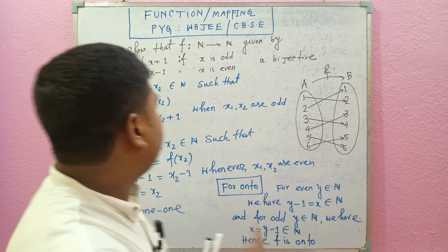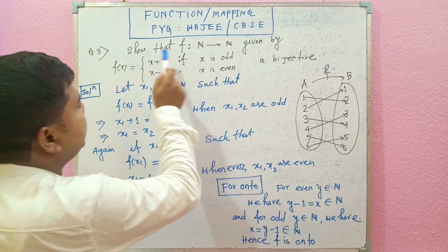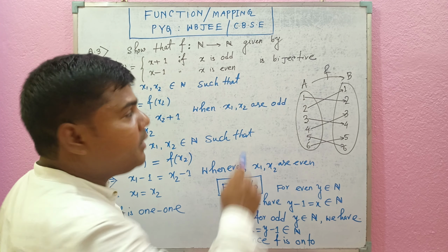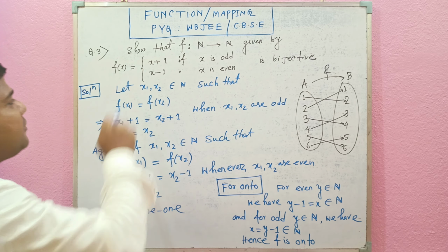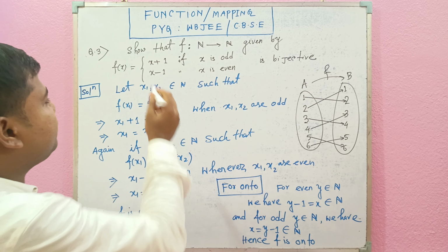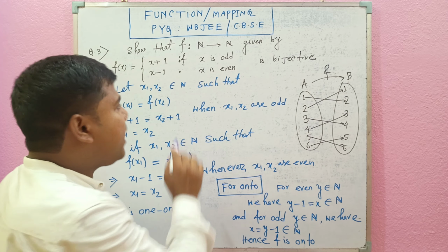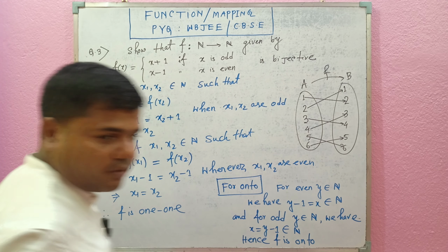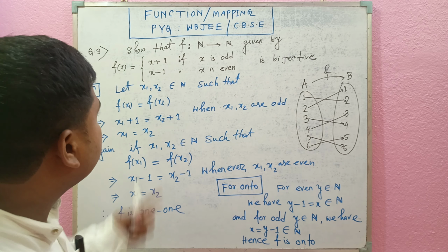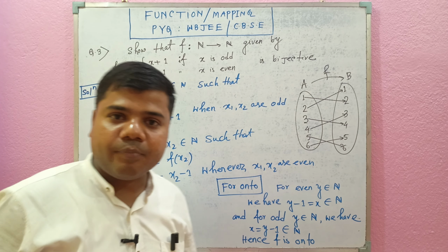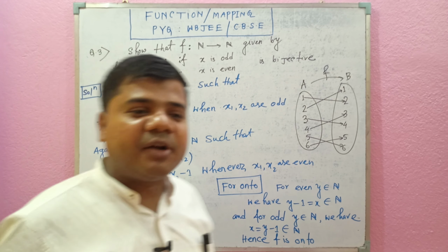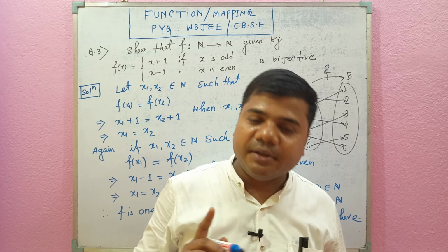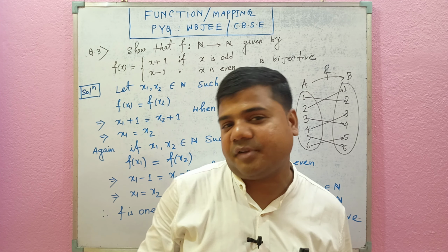Okay, follow this. A function f that maps natural numbers to natural numbers is given by f of x is equal to x plus 1 if x is odd and x minus 1 if x is even. Show that it is a bijective function. A function f is said to be bijective if it is injective as well as surjective.